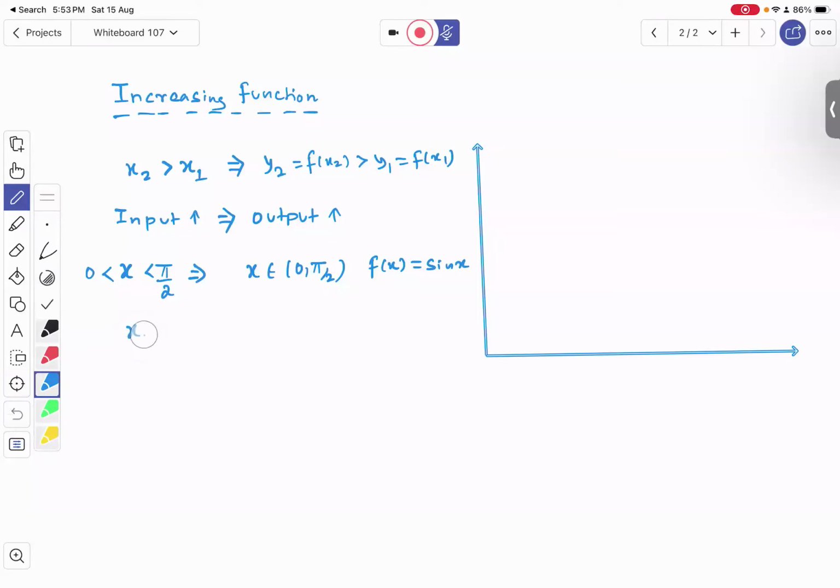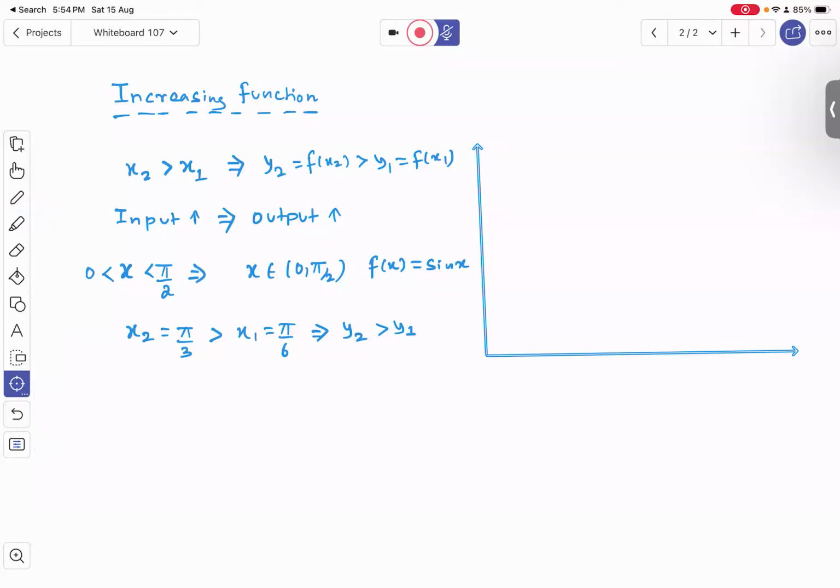For example, if I give x2, which is 60 degrees, but 60 we don't write, we write pi by 3. And if I take x1, which is 30 degrees, the output at 60 degrees, is it not bigger than the output at 30 degrees? Correct. So for any two such values in this order, their outputs are also in the same order. So for such a function, what happens?